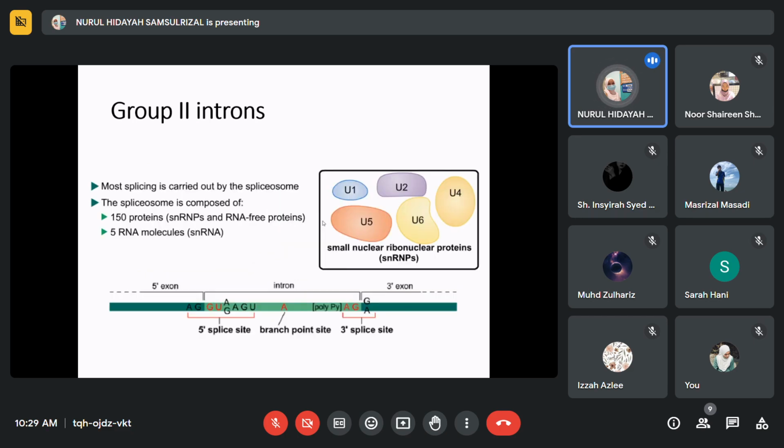Most splicing is carried out by the spliceosomes, and they have five small nuclear ribonucleoproteins, which are U1, U2, U4, U5, U6. They have about 150 proteins, including small nuclear ribonucleoproteins and RNA-free proteins, and also snRNA. So this is the complex that forms.